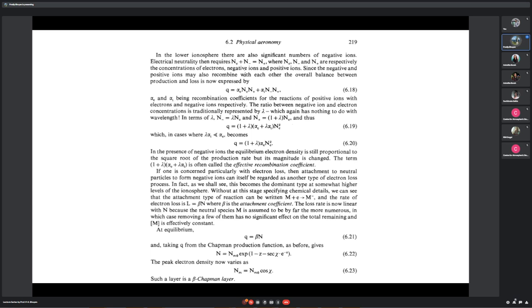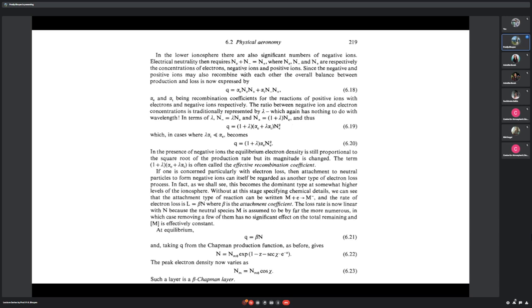Why effective? Because it takes into account the number of negative ions also present in the ionosphere. Earlier, if I write Q is equal to alpha N squared, then I neglect the number of negative ions present, or that particular recombination process we neglect.